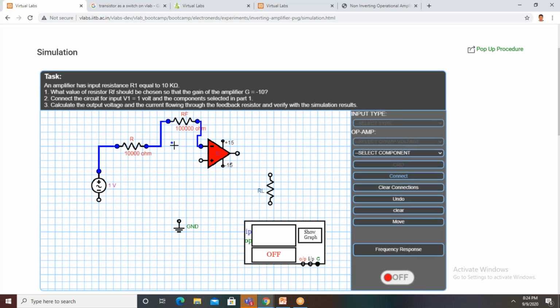So like that we can make the connection, sir. If you want to clear the connections, you click on clear connections. This is undo and clear particular connection, and we can also move. If you want to see the output waveform, using the function generator, connect its input to here, and its output here, across the load.